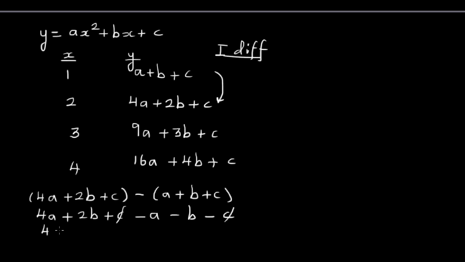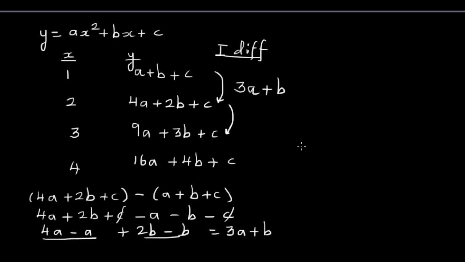So you've got 4a minus a, grouping the like terms, plus 2b minus b. So how much is this? This is going to be 3a plus b. So the first difference between the second and the first is 3a plus b. I hope you can see the difference of this. Basically, if you look at this directly, 4a take away a is 3a, and 2b take away b is b, and c minus c gets cancelled. This is how you can find the difference directly. 9a take away 4a is going to be 5a, and plus 2b.